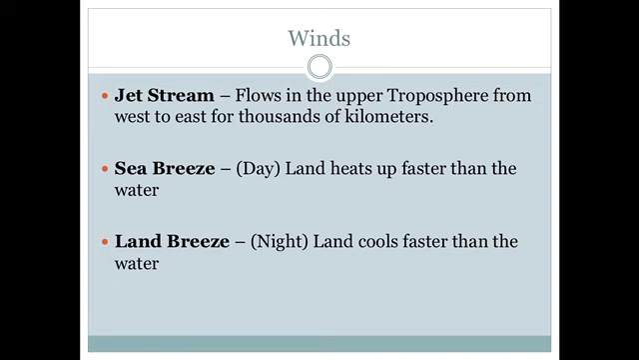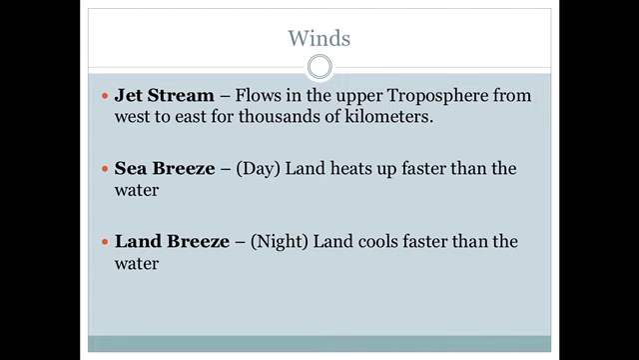Sea breeze. Sea breezes occur during the day. This is where land heats up faster than the water. A land breeze takes place at night because land cools faster than water. So I'm going to provide you with a couple examples. Think about if you have ever been to the beach in late May, early June, or for the month of June. Now let's say you go to a North Carolina or South Carolina beach.